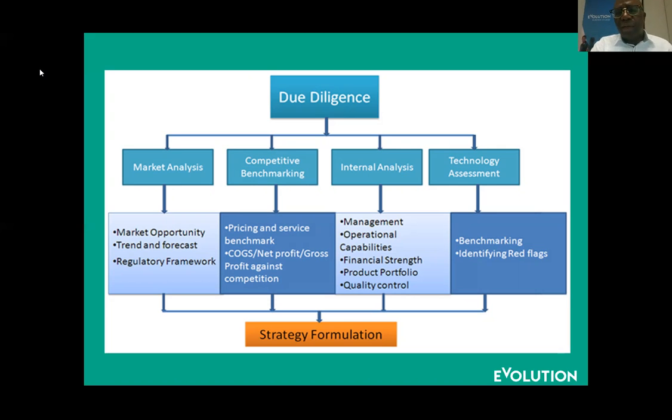And then we look at the technology. You assess the technology within that industry, the technology regarding the product that you're investigating, and then you benchmark as well. Benchmark and identify the red flags. What are the things to watch out for? Is the technology antique? How fast is this technology changing?